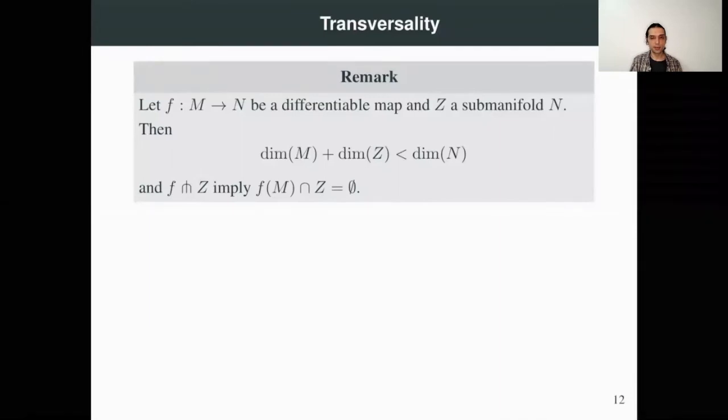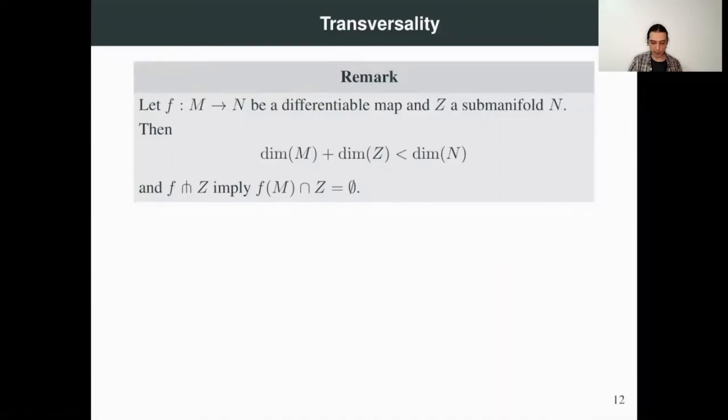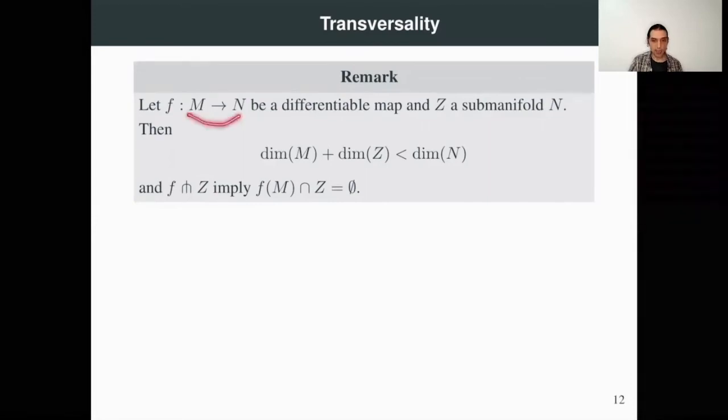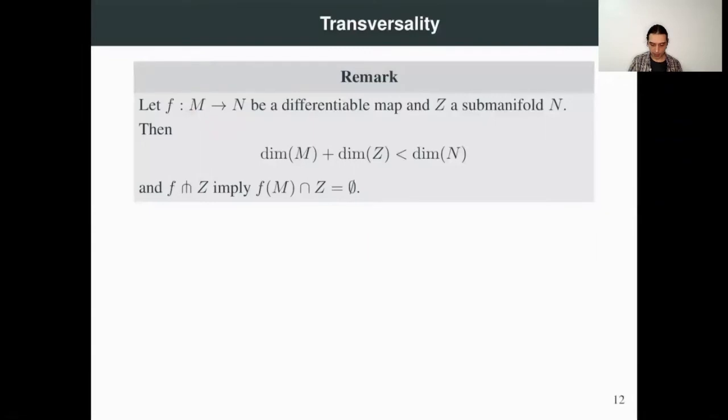Let us consider a few remarks about transversality. The first one is that if we have a differentiable map and we consider a submanifold C of the target space N, and the dimension of M plus the dimension of C is smaller than the dimension of N, then the fact that F is transversal to C implies that the image of M by F and C are disjoint. And why is that?